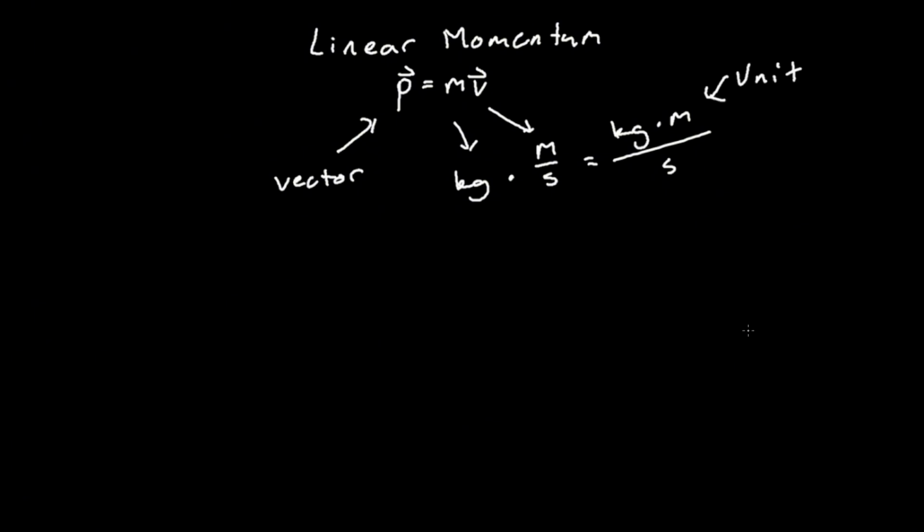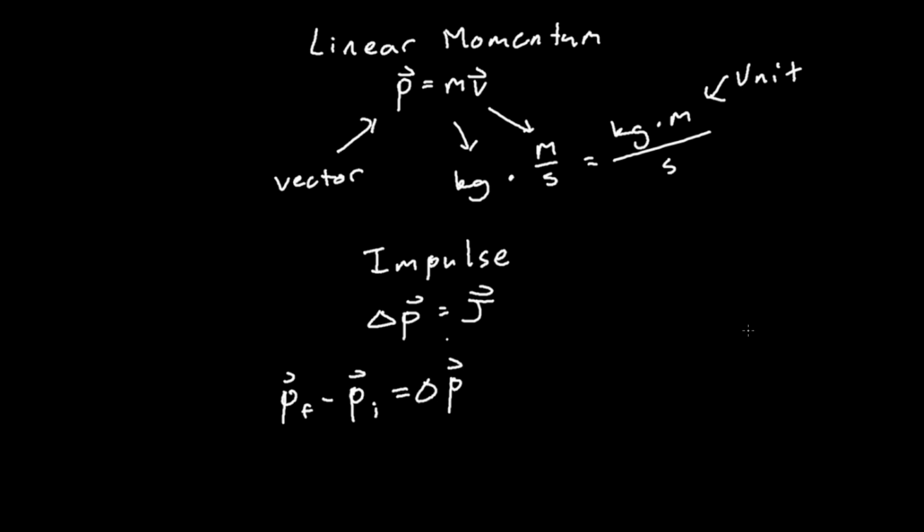Now, let's talk about impulse. So, what is impulse? Impulse is very closely tied to momentum. It's simply the change in momentum, and impulse is represented by J. You can calculate impulse by calculating the final momentum and subtracting the initial momentum. And as always, that is going to be the change in momentum.